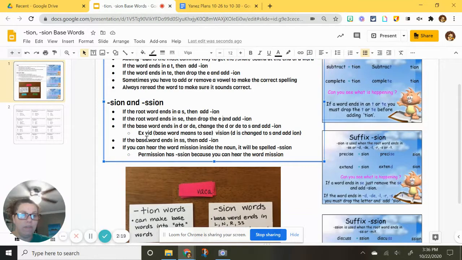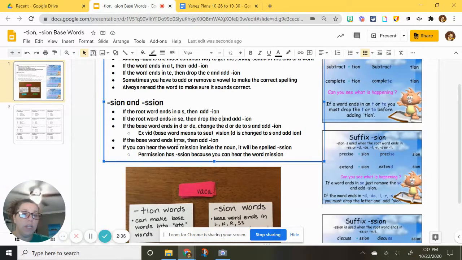And here is an example of that. Vid is a base word meaning to see. And then here's the word vision. So instead of vidion, they changed the D to the S and add ion.